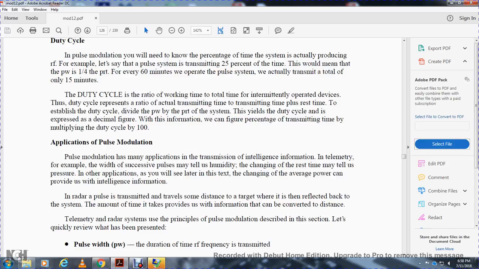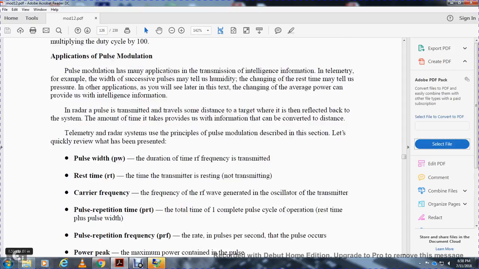In radar pulse, the transmitted pulse travels some distance to the target, where it is reflected back to the system. The amount of time it takes to return provides us with the information, which will be converted into distance. Telemetry and radar system principles. Pulse modulation is described in this section. Let's quickly review what has been presented.